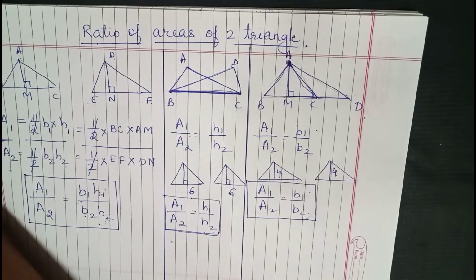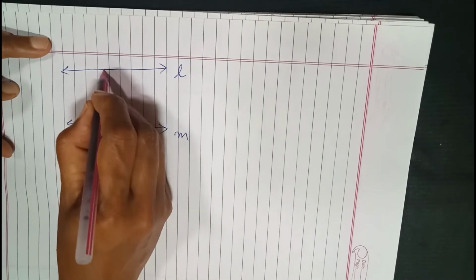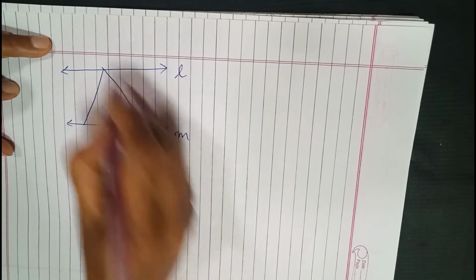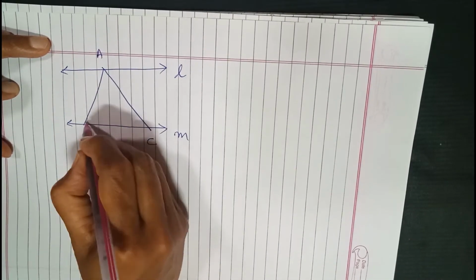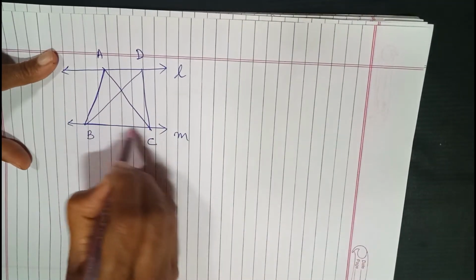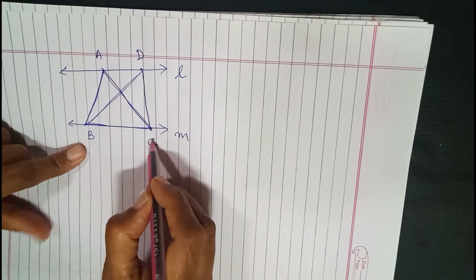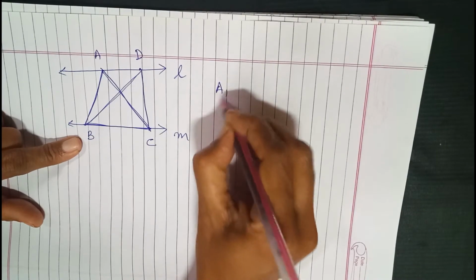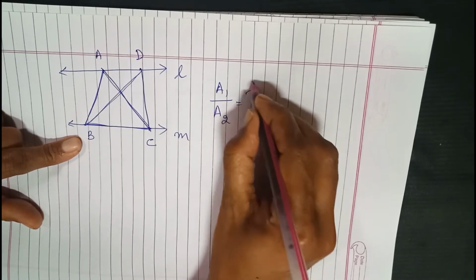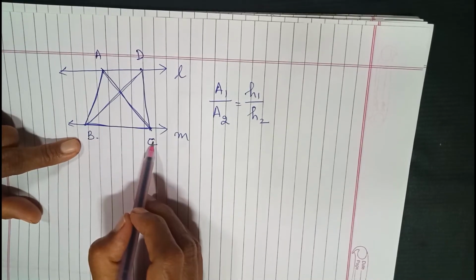Similarly, we have one more condition. Let us say there are two parallel lines, L and M, and between them I have two triangles, ABC and DBC. Now here you can see in the two triangles, base BC is common. That means if I want to find out the ratio of their areas, it will be only H1 upon H2 because the base is common.